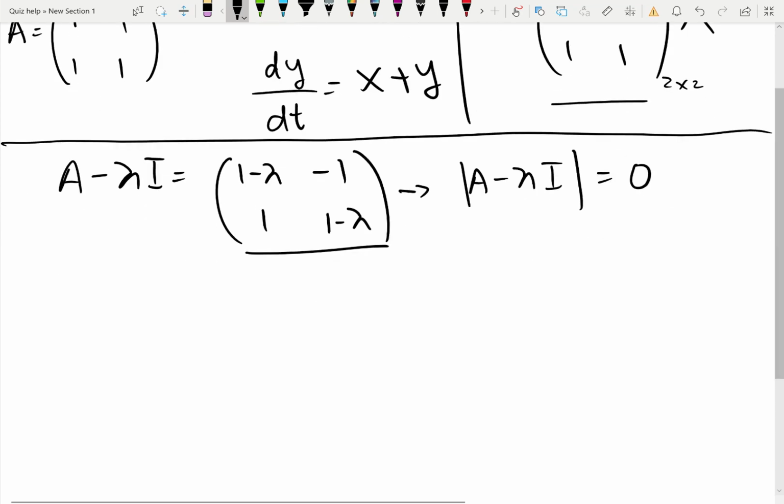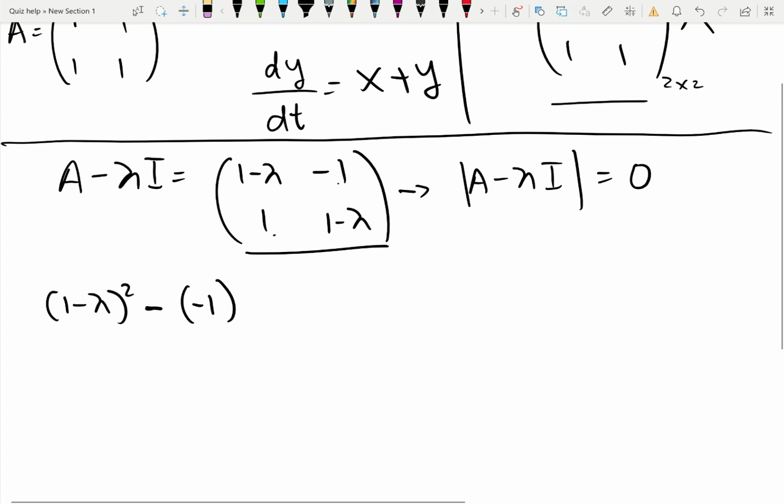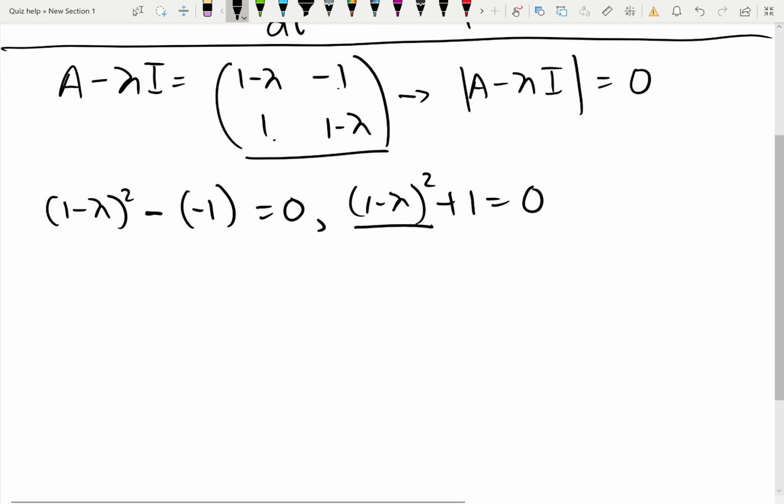So let's find the determinant here. The determinant is (1 minus lambda) squared. So we multiply these two, and minus 1 times negative 1 is negative 1 for the other product, right? So that's the determinant, and this is equal to 0. Now we can write the same equation as (1 minus lambda) squared plus 1 is equal to 0. Now I'm going to expand this (1 minus lambda) squared, because that's the way I like. What I get is lambda squared minus 2 lambda plus 1, and here we have another plus 1. So altogether this is lambda squared minus 2 lambda plus 2, right?